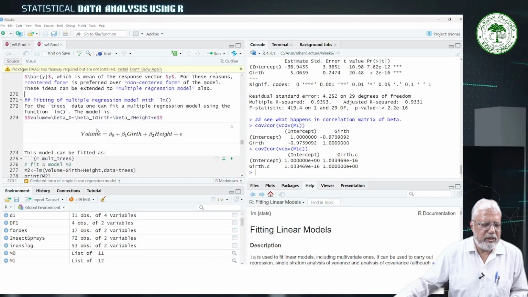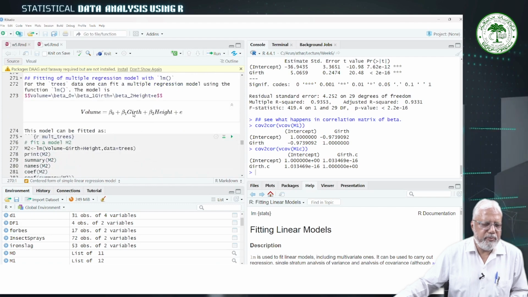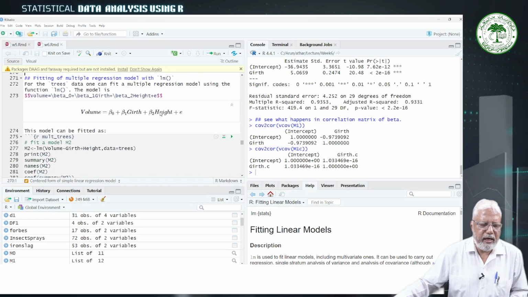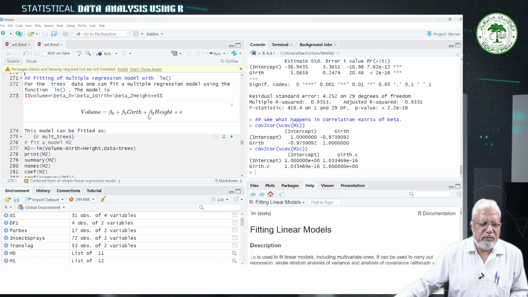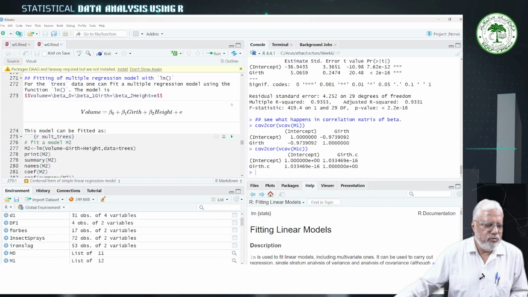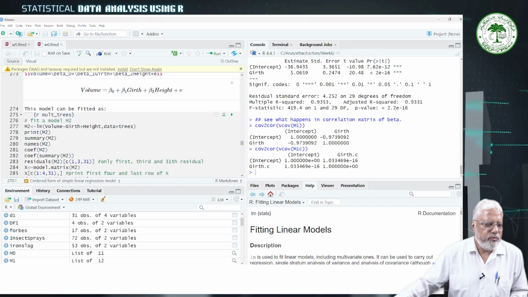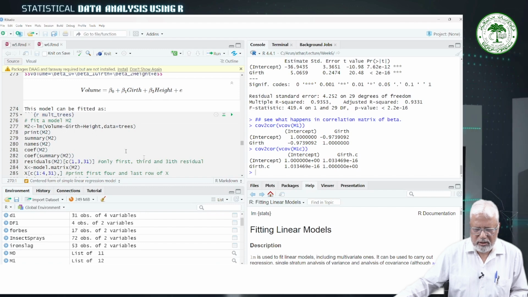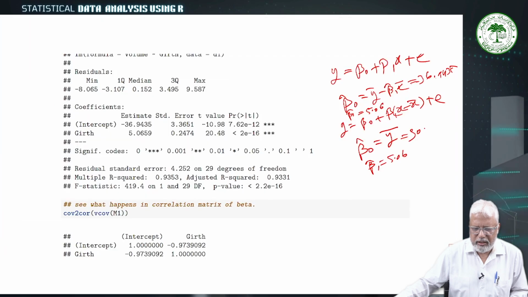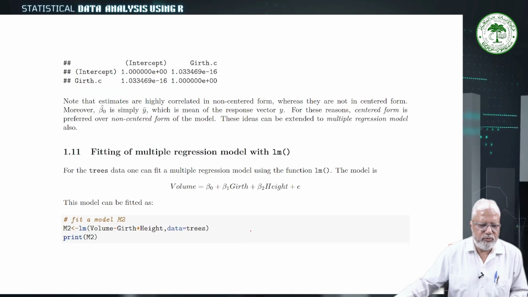Like this is the simple linear regression model, and if we want to fit, here predictor is not only girth, rather height also, and so this is the volume is equal to beta naught plus beta 1 girth plus beta 2 height plus error. Now, the model can be fitted as M2 equals LM volume versus girth plus height. I would like to go into the PDF, and there I will explain fitting a multiple linear regression model.